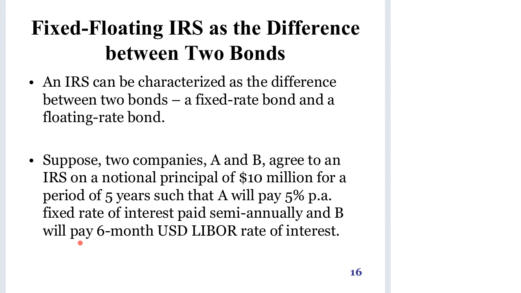Now, one can write down an IRS as nothing but the difference between two bonds, a fixed rate bond and a floating rate bond. So if you look at it, two companies A and B agree to an IRS on a notional principal of 10 million for a period of 5 years, such that A will pay 5% per annum fixed and B will pay 6-month USD LIBOR rate of interest. Right?